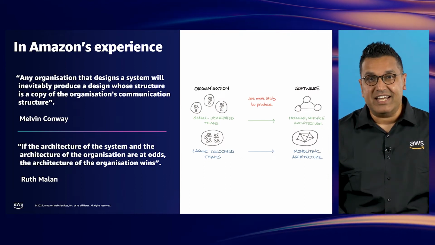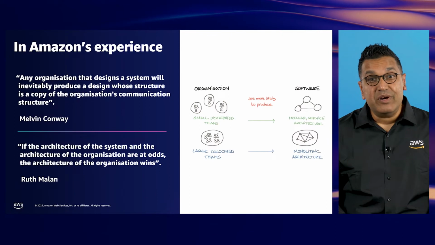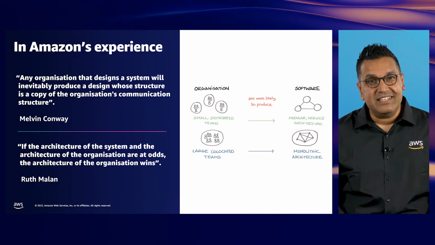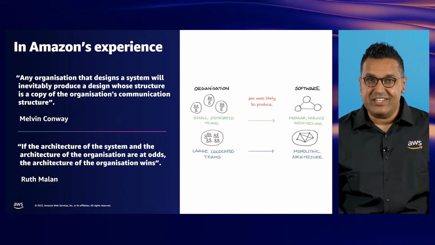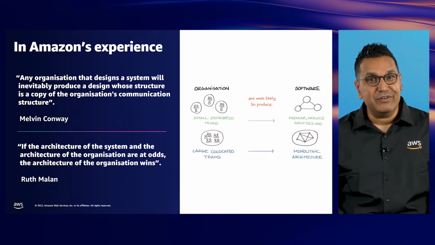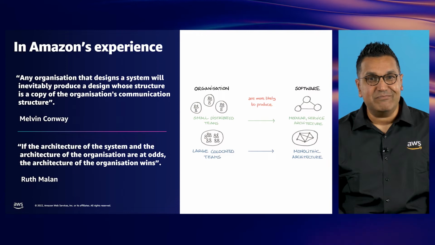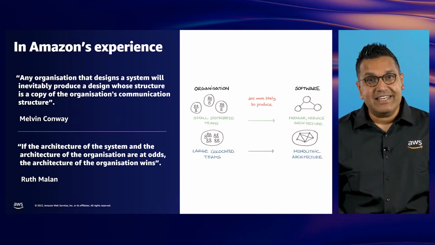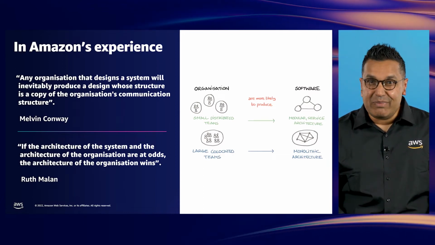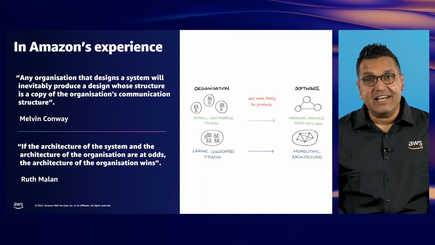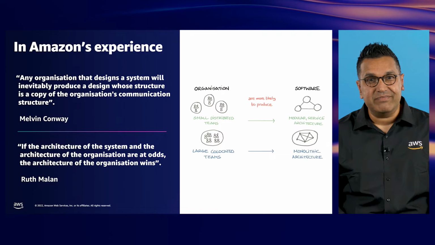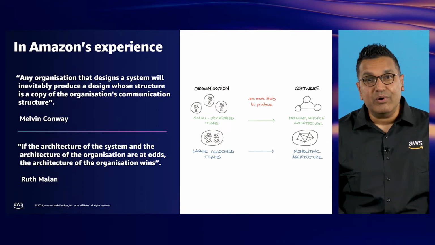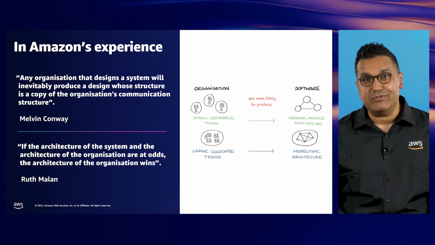Organizational change was another. Now there's a great quote by Ruth Milan that is very apt here. If the architecture of the system and the architecture of your organization are at odds, it is the architecture of your organization that wins every time. The internet talks about the API legend memo, but it was only part of the story. We decentralized our organization to match the decentralization of software architecture. APIs was one component of this modernization. Organizational change was another.